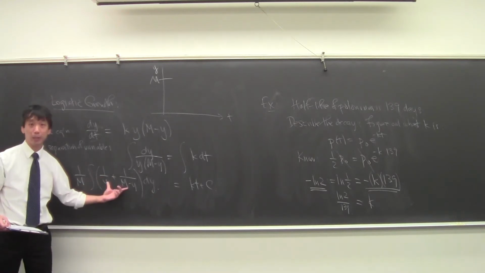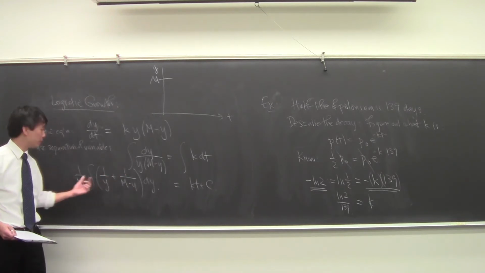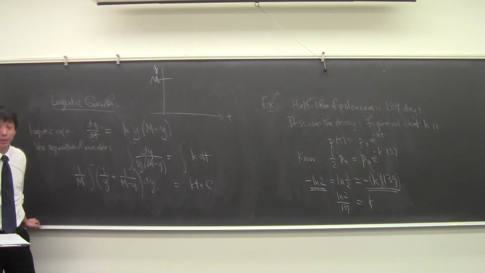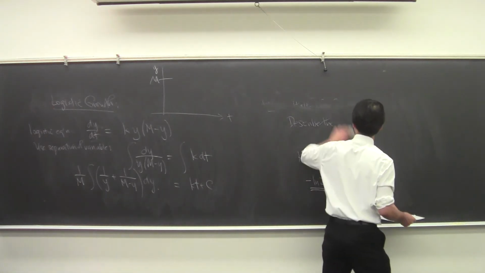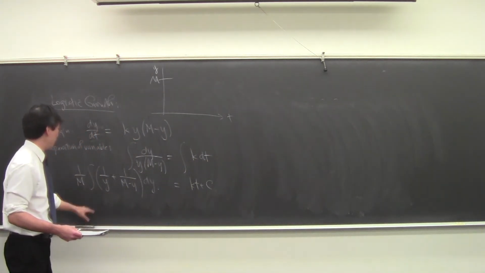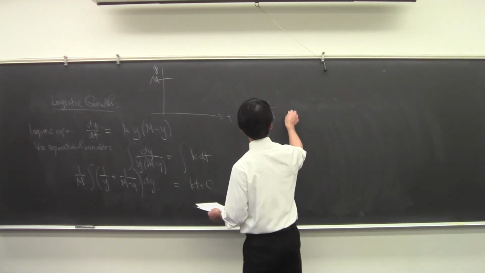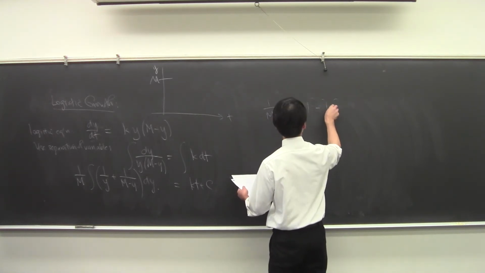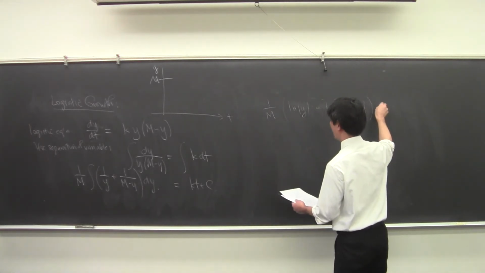Okay. So you do your partial fraction decomposition, a over y plus b over (m minus y), and both a and b turn out to be 1 over m. Okay. You can do it as an exercise if you want, but you should be well beyond that. Okay, right? So when you integrate the left-hand side, you get natural log of the absolute value of y minus the natural log of the absolute value of (m minus y) equals mkt plus c.